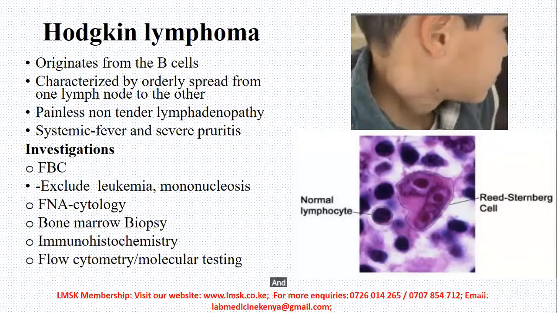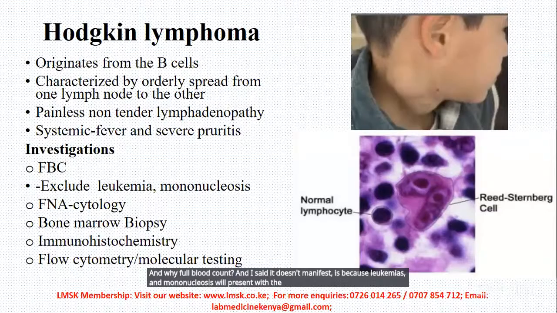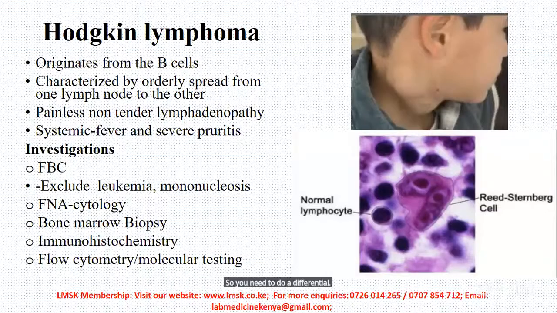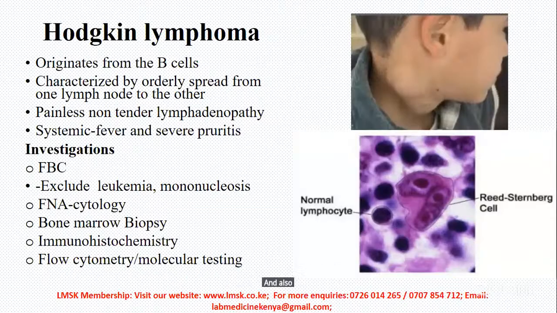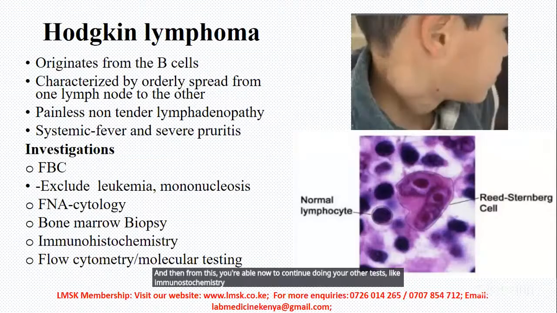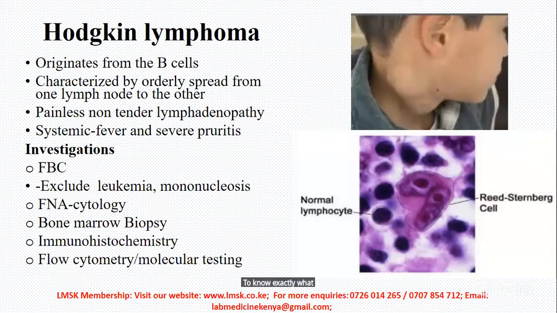And why full blood count? Because other leukemias and mononucleosis will present with the same symptoms. So you need to do a differential diagnosis by doing a full hemogram. Like in leukemia, the cell count will be very high, but in lymphoma, the cell count will be normal. And also you need to do FNA for cytology, bone marrow biopsy for histology. And then from this, you are able to continue doing your other tests like immunocytochemistry and flow cytometry to know exactly what type of disease you are dealing with.